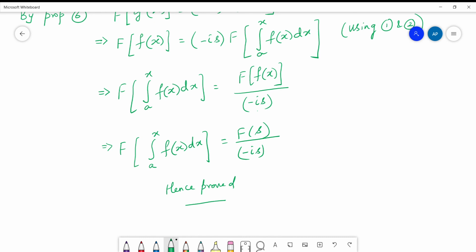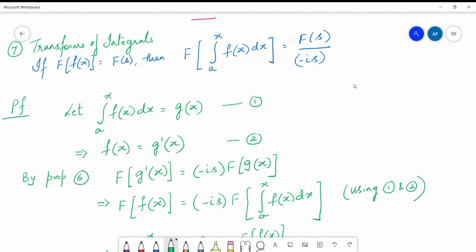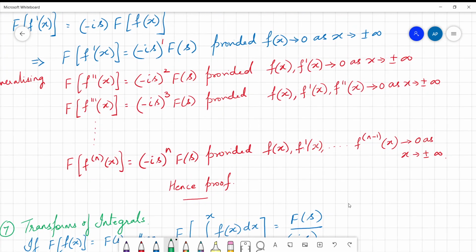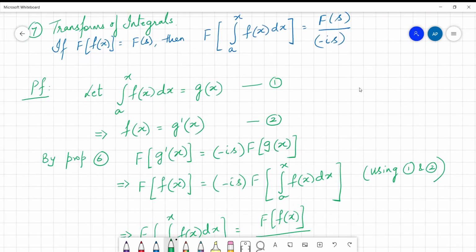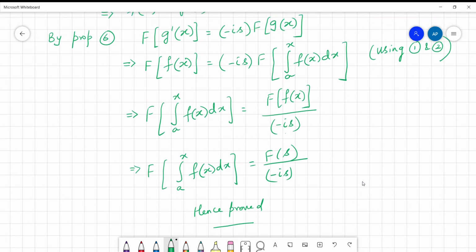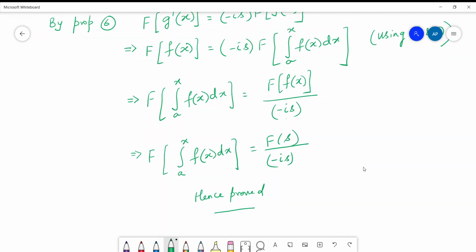So in this particular video, we have learned two important properties: the transform of derivatives, and the next property, the transform of integrals. Now we use them in problems, so it's important not only to know how to derive it but also how to apply it in problems, which we shall see in our subsequent videos.